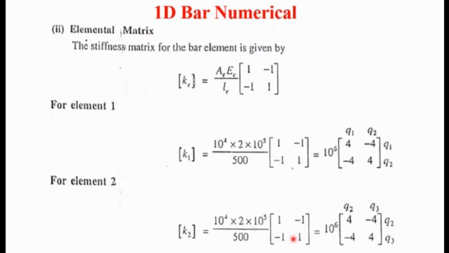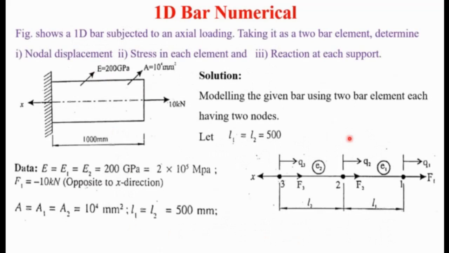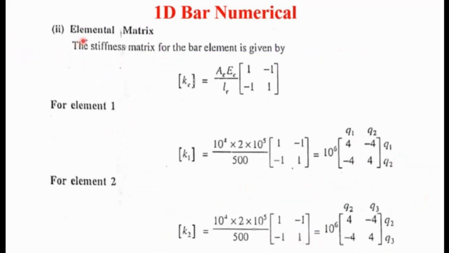Now, the second step in this numerical, after discretization of the problem into a number of elements, is to form the elemental matrix. The stiffness matrix for the bar element, as we already saw in the previous lecture, is Ke is equal to AE divided by Le into the matrix [1, -1; -1, 1]. This is the element stiffness matrix of the bar element.